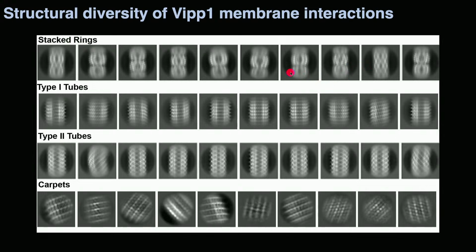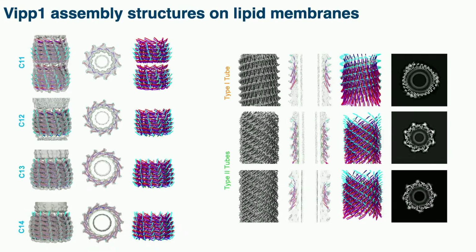We see here these stacked ring structures. We see these tubes. We see even different types of tubes with very different lattices. Here you see more of a step-by-step and parallel arrangement, and here is more of a zigzag pattern. And even if you segment the densities on the carpets, you also see quite a lot of regularity on those. So we basically addressed them one by one. We started with these stacked rings, and we could resolve them.